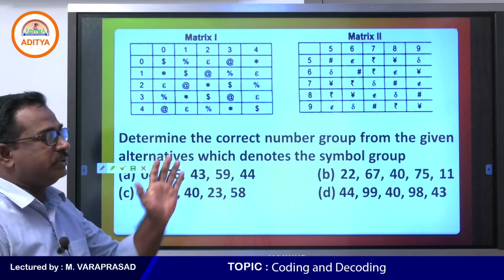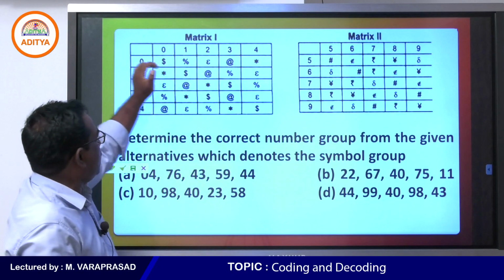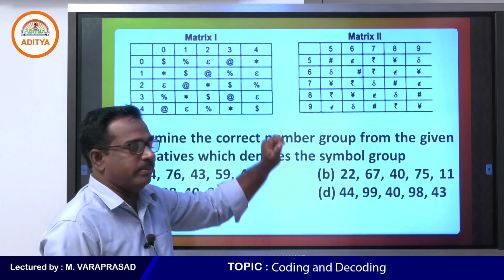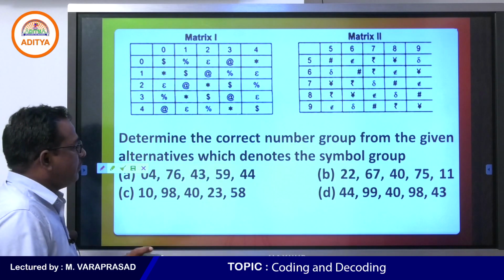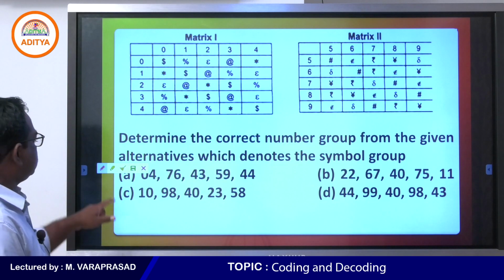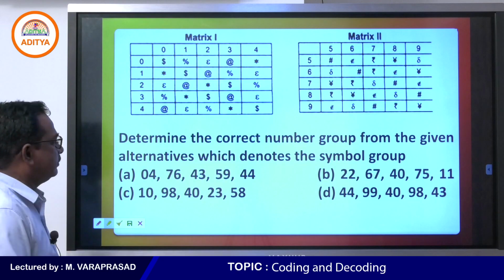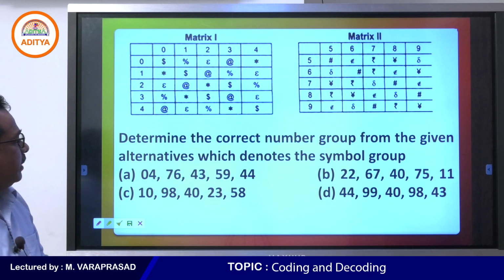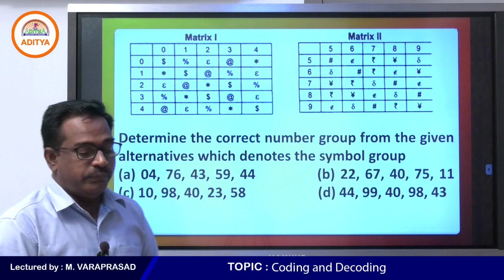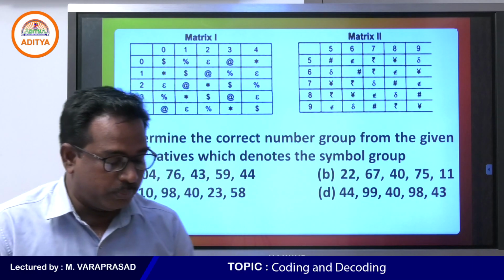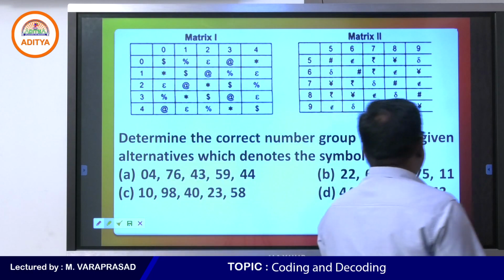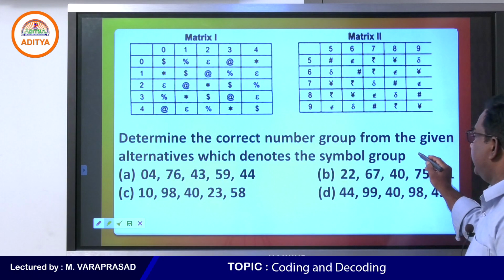Symbolic matrix means symbols will be there. Numbers 0 to 4 and here 0 to 4, there 5 to 9 and 5 to 9, and in between symbols will be there. Now four options are given. Determine the correct number group from the given alternatives which denotes the symbol group. The question is here, the symbol group. The question is star.